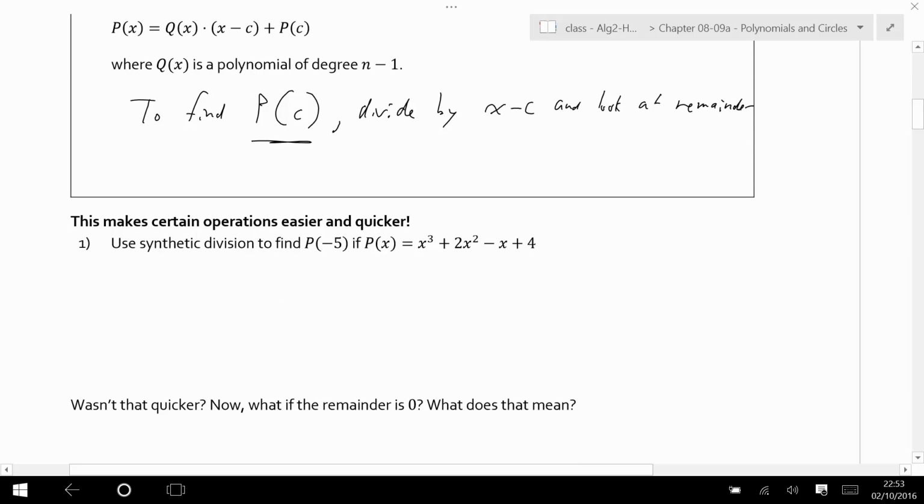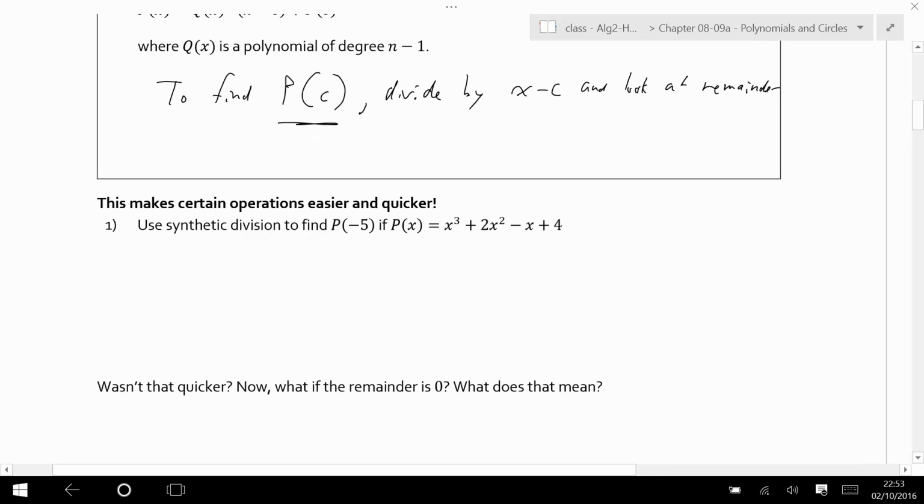It says use synthetic division to find p of negative 5. It wants you to plug negative 5 in, but it wants you to do it not by plugging negative 5 in. This is really wickedly weird, but it's actually really awesome. We can call this synthetic division. We can also call it synthetic substitution. And this remainder theorem, when you understand why it works, and when I get back I'll walk through it a little bit more, is immensely powerful.